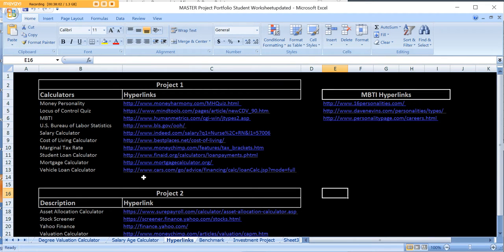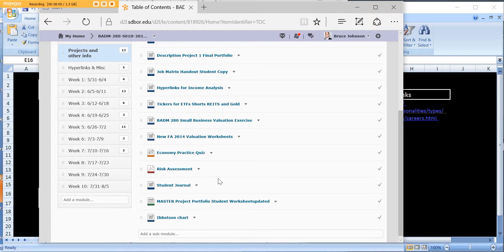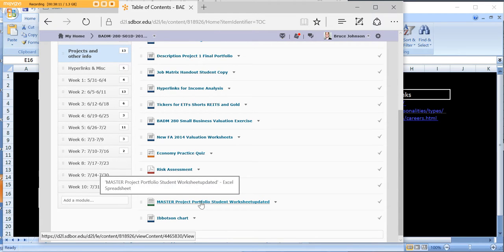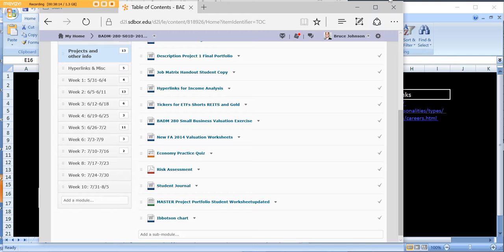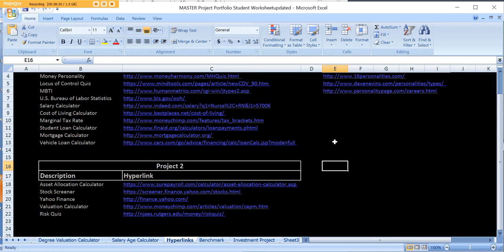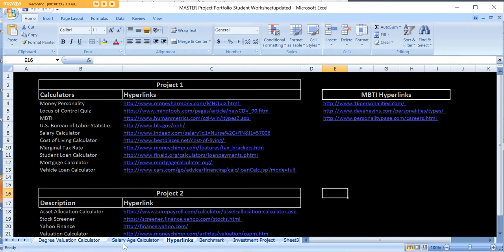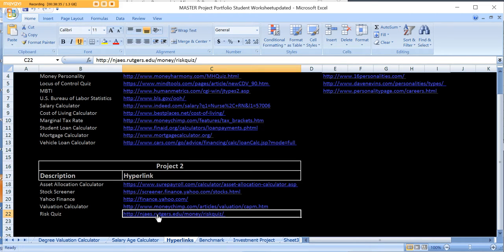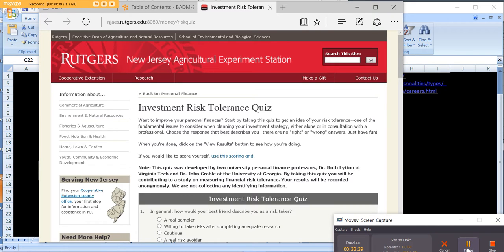Now you can find this hyperlink if you go to D2L and you've downloaded this Excel master project portfolio student worksheet, updated it. I know I'm bad at making lofty titles here for something that's not that lofty. But you go in here, and this is where you did the benchmark. If you go into this hyperlinks tab and go down here, you have the hyperlinks to complete this. So if you click on Rutgers, you should have this investment risk tolerance quiz.